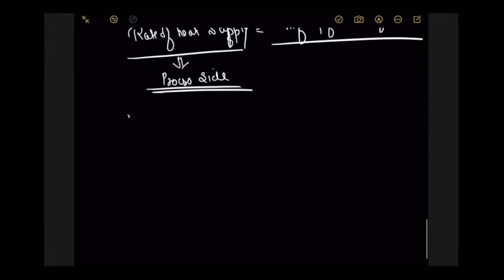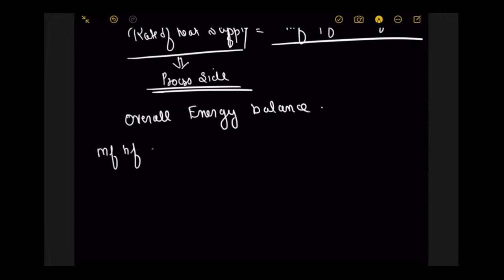We can do the overall energy balance also. Overall energy balance, that is mass of feed into enthalpy of feed plus mass of steam into enthalpy of steam that is supplied. Here it will be mass of product into enthalpy of product, mass of vapor into enthalpy of vapor, mass of steam into enthalpy of condensate. That steam will condense.